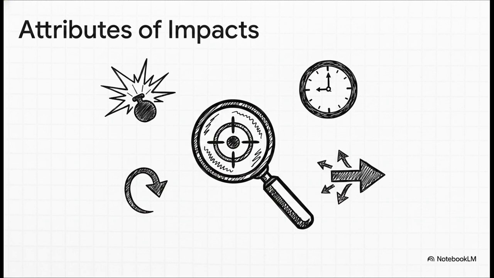So how do decision-makers actually make sense of all these deviations? Well, they use a structured framework to prioritize impacts by analyzing specific attributes. They're asking, what's the magnitude of the change? How long is the duration?